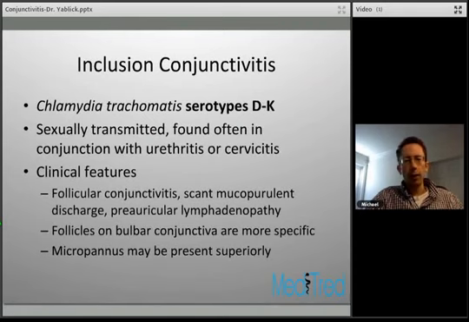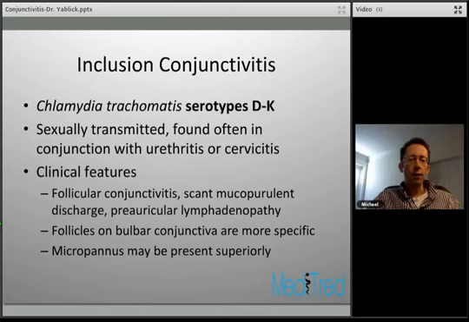Chlamydia trachomatis can actually cause another condition called inclusion conjunctivitis, and this is other serotypes D through K. Remember that tends to be a testable point. It is sexually transmitted and often found in conjunction with a urethritis or cervicitis. Your clinical features are a follicular conjunctivitis, a scant mucopurulent discharge, as well as preauricular lymphadenopathy. If you do have follicles present on the bulbar conjunctiva, this is more specific.